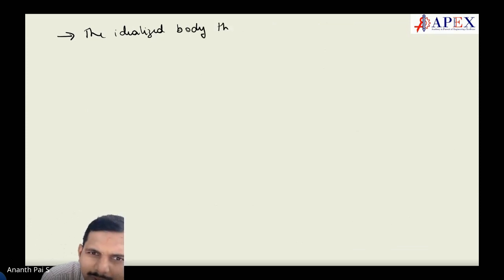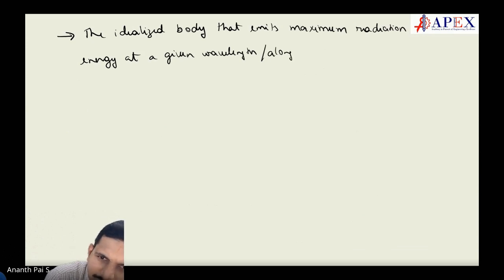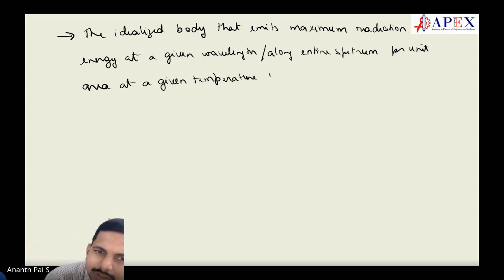So now, the idealized body that emits the maximum radiation energy at a given wavelength or along the entire spectrum at a given temperature, per unit area, is called a black body. It emits the maximum radiation.